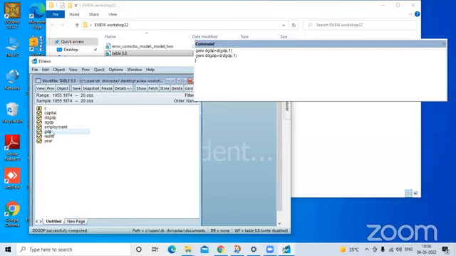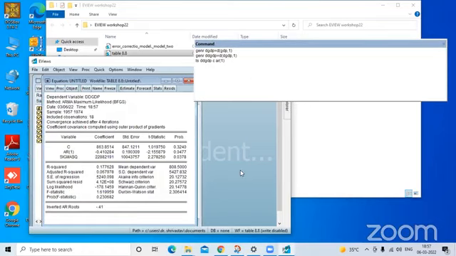Now write down LS, space, DDGDP, space, C. There's constant, sir. Constant, space, AR, into bracket 1. Enter. Got it? Yes, sir. I got that. Okay. Thank you, all of you.